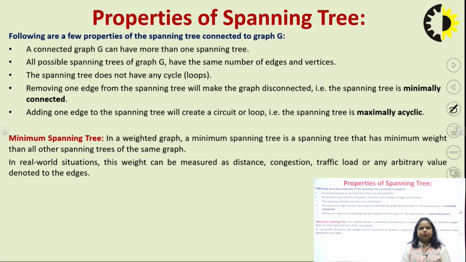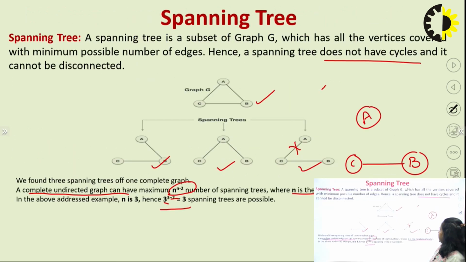Fifth, if we add one edge to the spanning tree and create a circuit loop, then the spanning tree is maximally acyclic. For example, in this case, if I create this line, it creates a cycle.